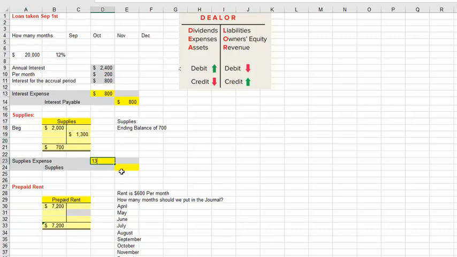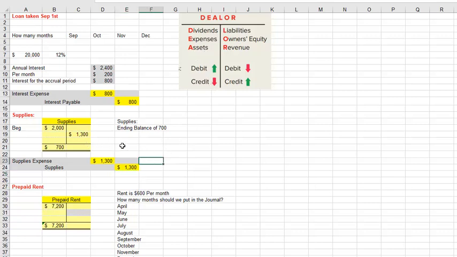So let's come in here. The entry that we're going to use is a supplies expense. We've used up this much. We've decreased our asset, and in using those, we've had a supply expense, so we need to increase our expense with a debit, and we need to decrease our actual asset with a credit. That is a confusing entry.